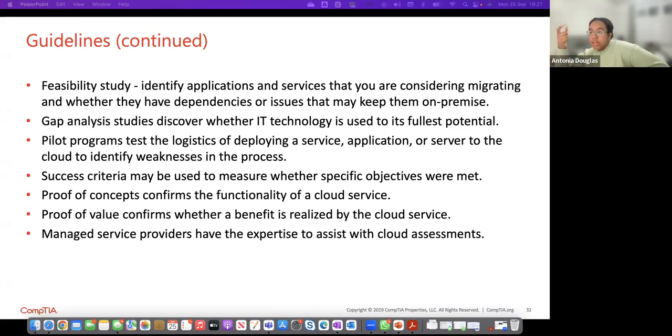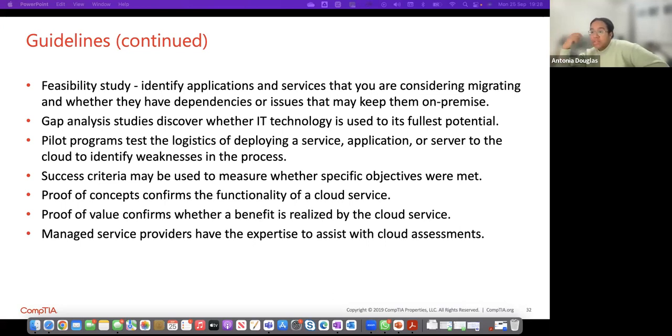Gap analysis, we looked at business knowledge versus technical knowledge. Where are the gaps? And how do I fill those gaps? Do I need third parties? Do I need additional resources? Do I need to outsource some work? Pilot programs, running to ensure that I ultimately will see the value, potentially.